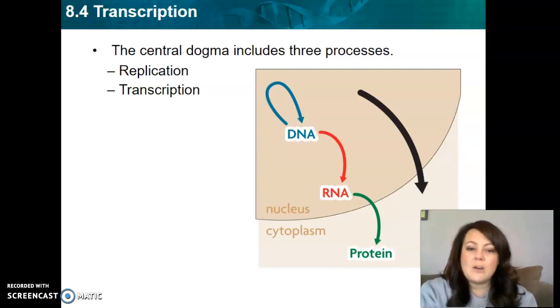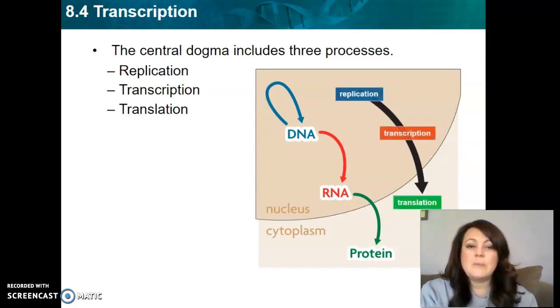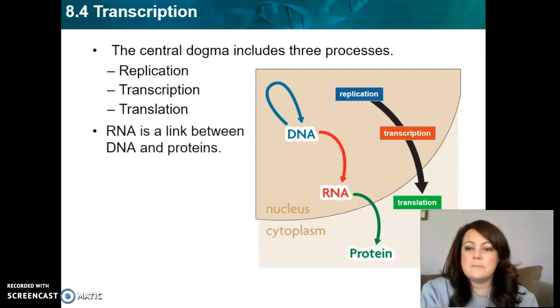We go from DNA to RNA during transcription. So you're transcribing the information on the DNA strand. And finally, because we're going from RNA and DNA into something completely different, a protein, we have to translate it, just like you're going into a different language. So replication, transcription, and translation make up the three processes of this central dogma.